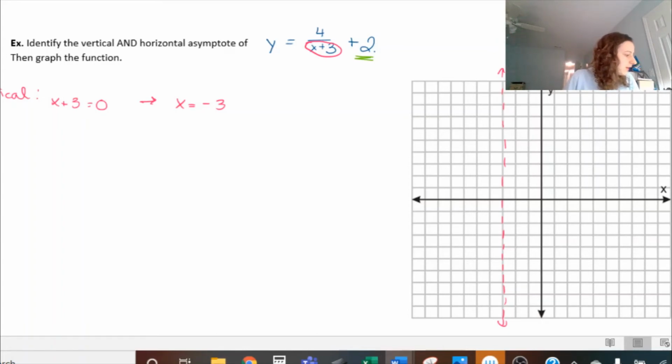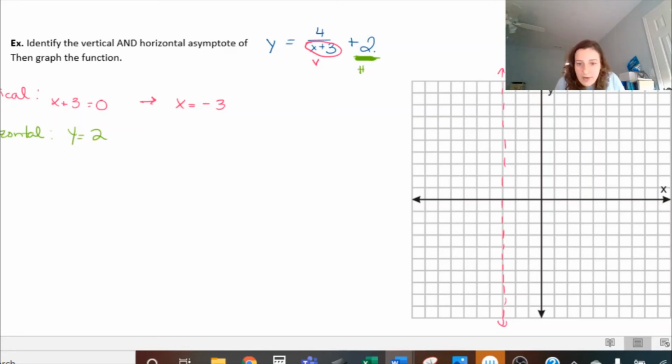Okay, so your horizontal asymptote comes from this extra piece here. So I'll put an H for the horizontal and a V for the vertical. So your horizontal is going to be at y, because it's a horizontal line, y is equal to 2. Okay, so whatever you're adding or subtracting here is going to become your horizontal asymptote, because you're shifting the graph either up or down whenever you add a value at the end.